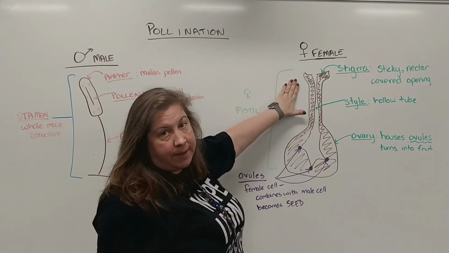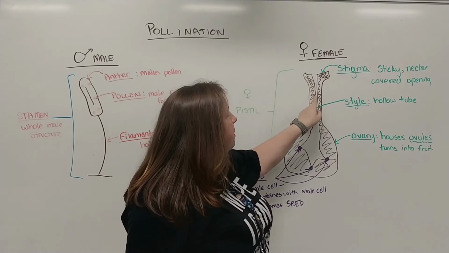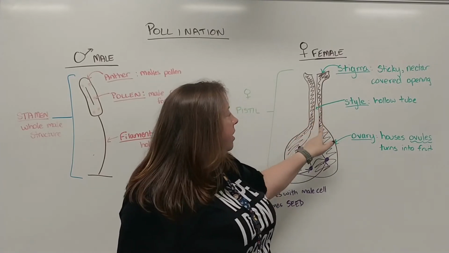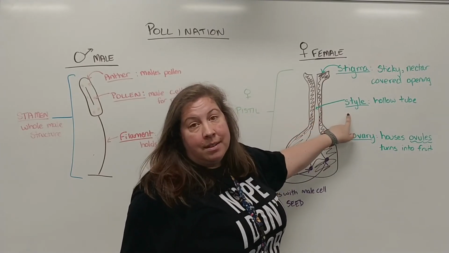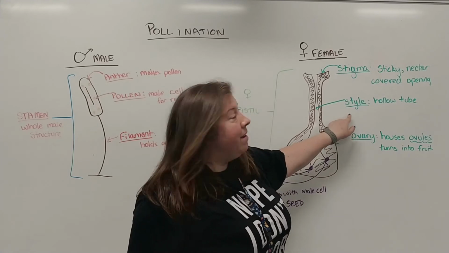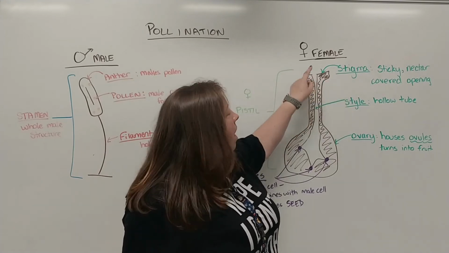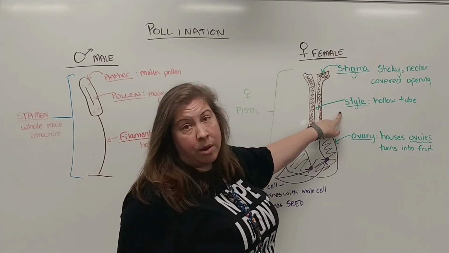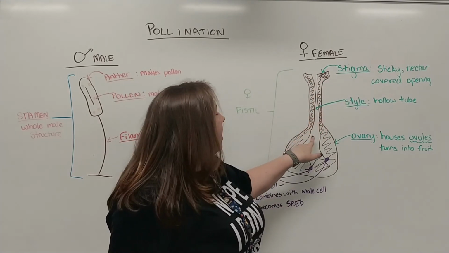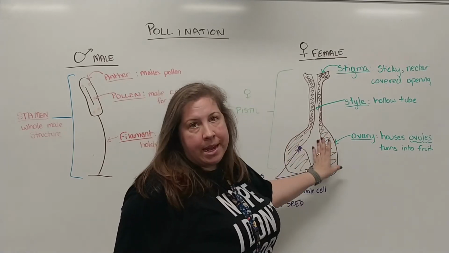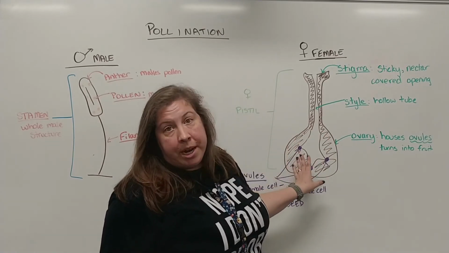Once the pollen goes on the stigma, it is transported down this really hollow tube, which is called the style. The lady has style, okay? So the sticky stigma is just there to get the pollen. Then the pollen travels down this style, which is a hollow tube, and it goes into this large base, which is called the ovary, okay?